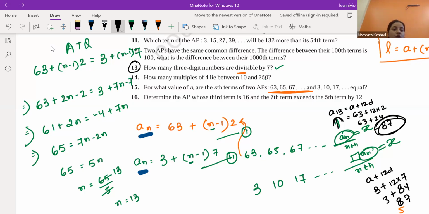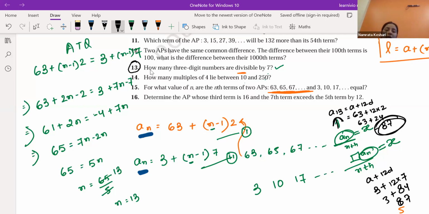Is it making sense to all of you, Samya, Inan? Yes, ma'am. Are you getting it? Yes, ma'am. I also got the same answer only. Okay. So clearly it's written in the question: what is n if the nth term over here and the nth term over there are equal.